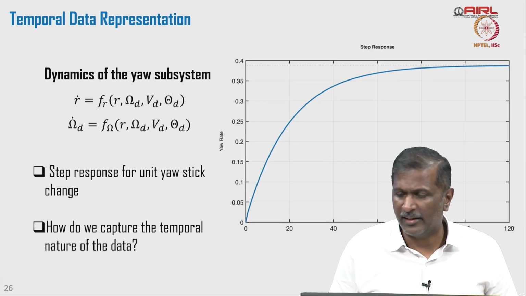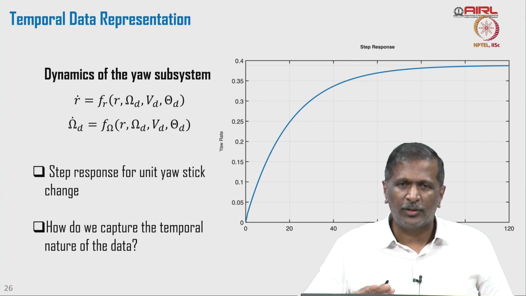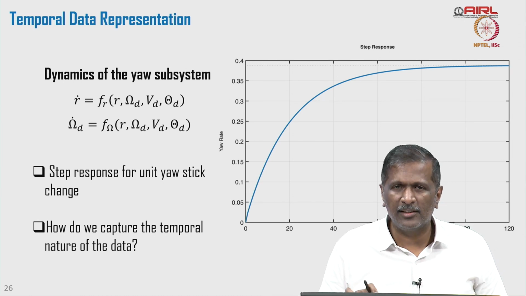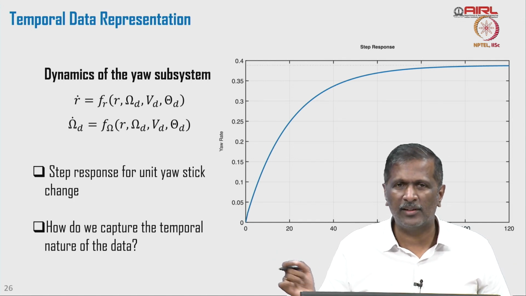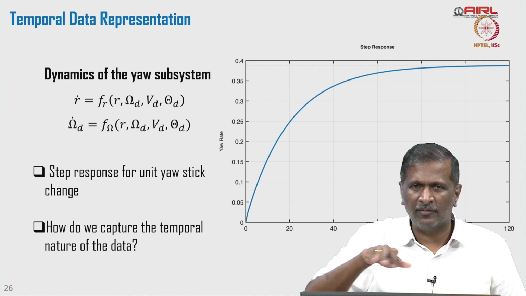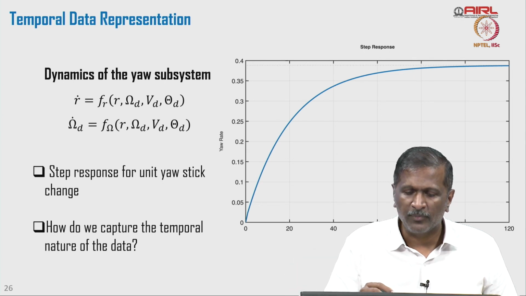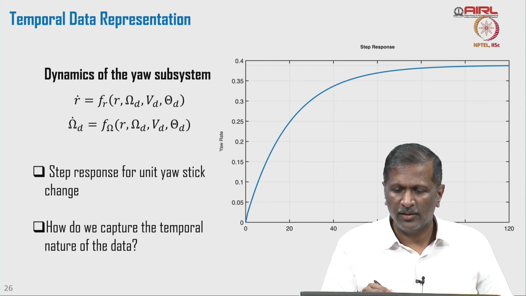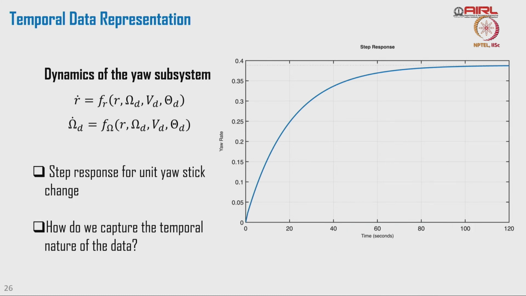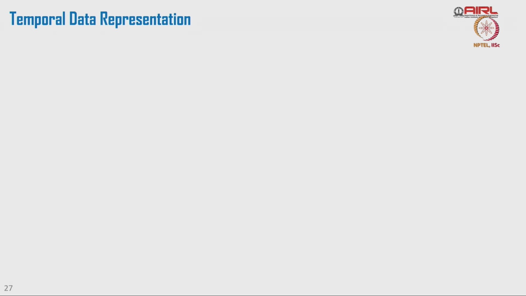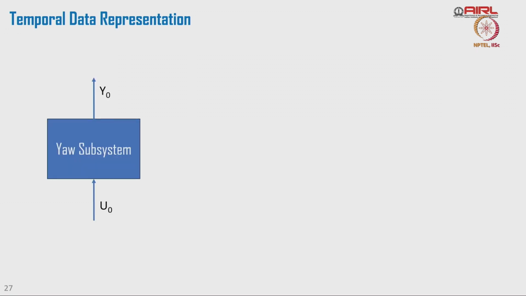How do we capture the nature of the data? If I give a step input to the yaw stick, which means I am changing the thrust forward and backward as well as left and right, so that the drone starts rotating, what will happen is the yaw rate, initially 0, starts increasing and then becomes constant. The drone starts spinning about its axis at the rate of 0.4 degree per second, or depending on the units, we may have to convert to radians or degrees per second.